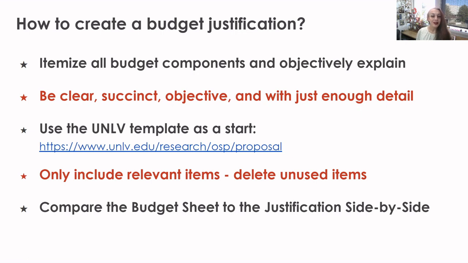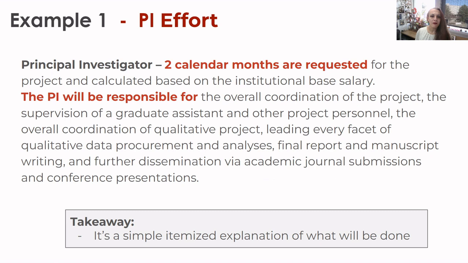Use the UNLV template as a start. We will look into the template. And only include relevant items. Delete everything that is unused. And then compare the budget sheet, the spreadsheet, to the justification side by side, just so you know you're not missing anything. So let's look at a few examples.